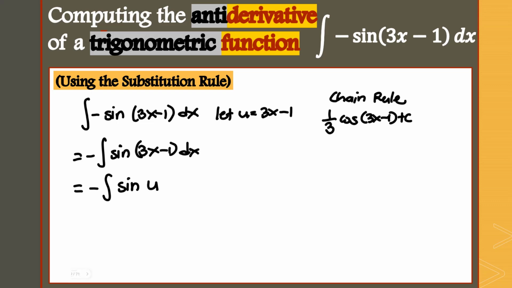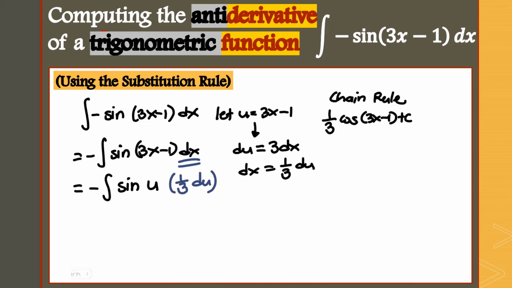But since we still have dx here, we need to rewrite dx in terms of u. We can do that by deriving both sides of this equation with regards to their corresponding variables. u becomes du, 3x becomes 3 dx, and minus 1 becomes 0. That would mean dx, dividing through both sides, is 1/3 du. That's the same thing. We need to add here, or multiply rather, 1/3 of du.